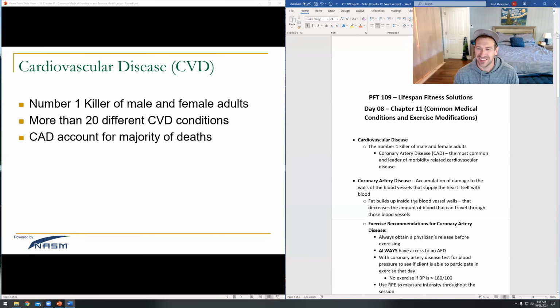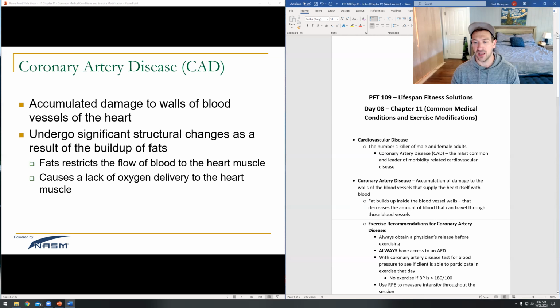So cardiovascular disease is going to be the big one, right? We know that this is the number one killer of males and females in the US. It does consist of about 20 different cardiovascular conditions, everything from hypertension to a blocked artery, valvular disorders, sodium and potassium problems. But the big one that's the most dangerous is CAD, or coronary artery disease. This is the most common and, like I said, leading cause of death in all of our cardiovascular diseases.